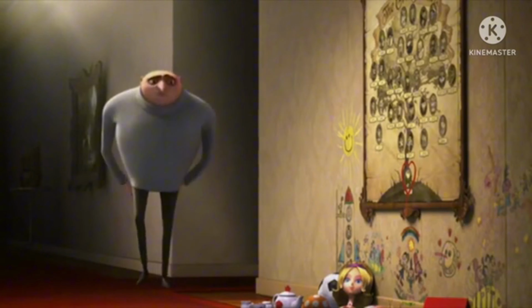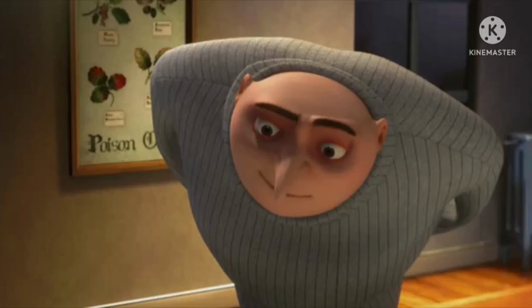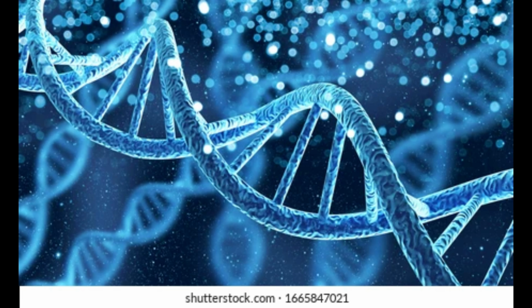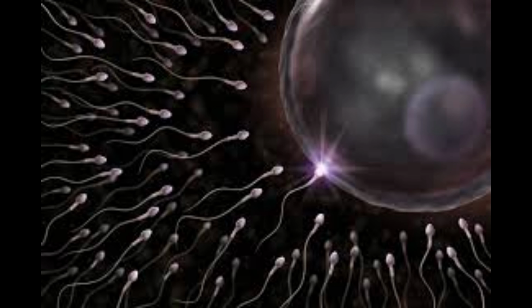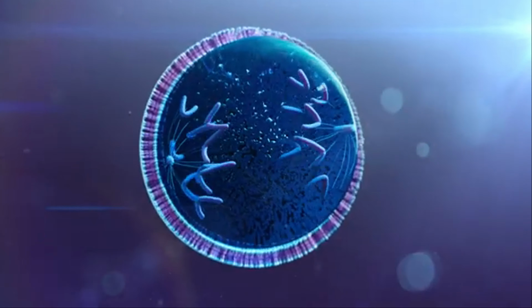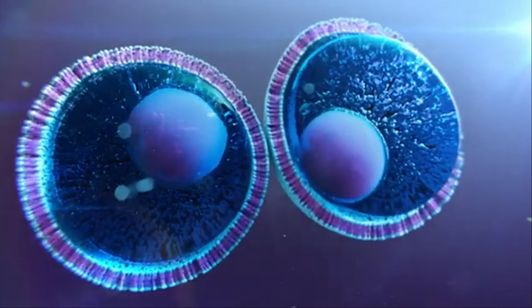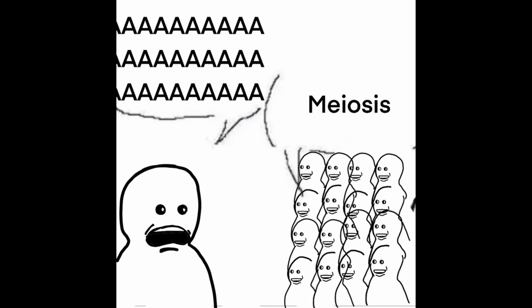Inheritance is the transmission of traits from one generation to the next. Genes are made of DNA and they are passed through gametes. Gametes are a product of meiosis, but how does meiosis work? Meiosis consists of two consecutive divisions, meiosis 1 and meiosis 2.